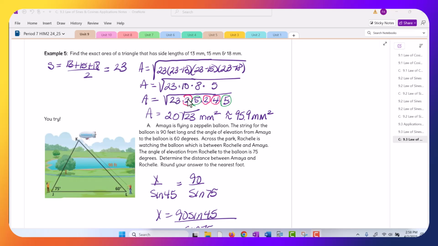I rethink 10 as 2 and 5, 8 as 2 and 4, and then I just copy down 5, that's prime. But I notice I have 2 5s, one of which can come out. Square root of 4 is 2, 2 2's, one of which can come out. So the exact answer is 20 square root 23 millimeters squared. If we just typed it all into our calculator, we get an approximate value of 95.9 millimeters squared.